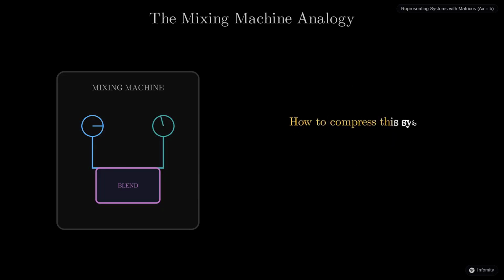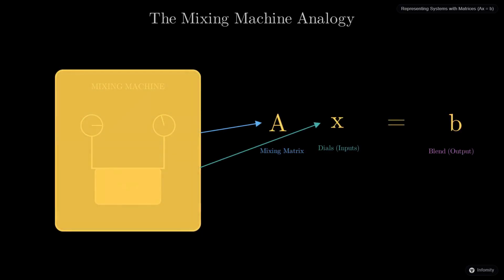Now here's the turn. We can pack this entire process into three letters. This is the matrix equation: A times x equals b. Let's see how our equations transform into this language.